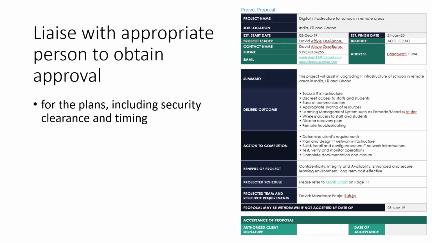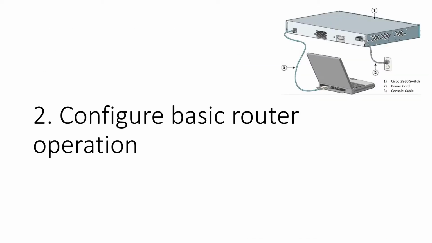So liaise with appropriate person to obtain approvals for the plans, including security clearance and timing. Okay, so the stakeholders that would be required, you have to take approvals from them, your managers, the CEO, to get your project going. Right, configure basic router operations.